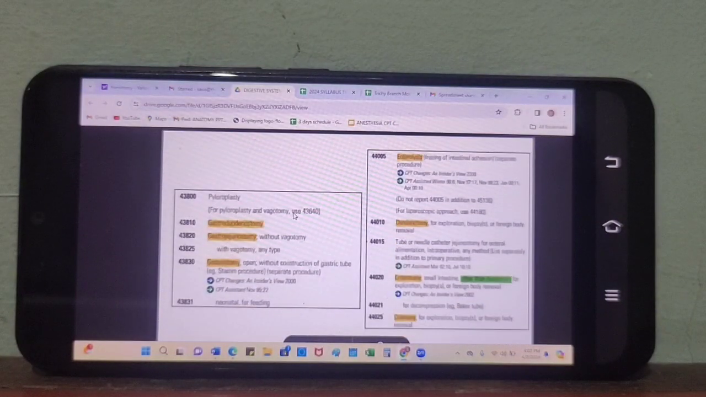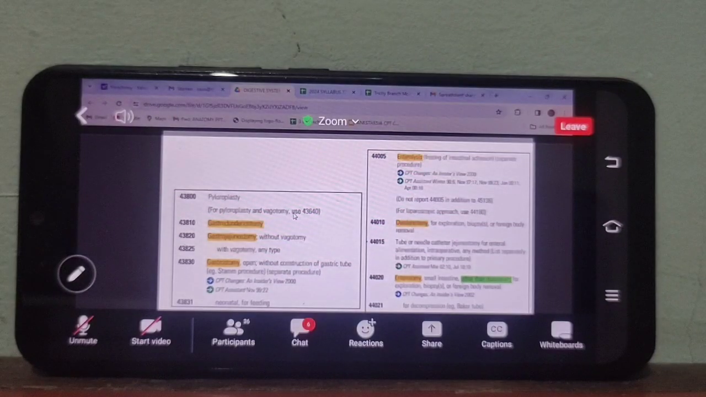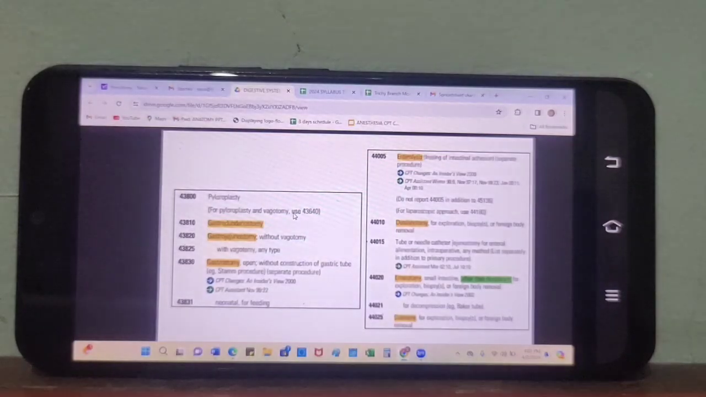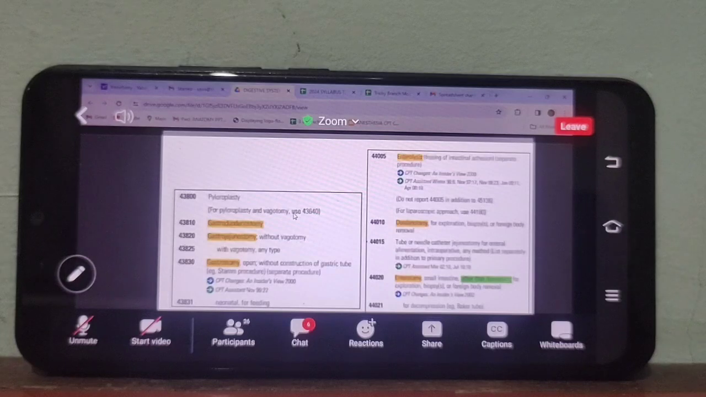So these are the direct coding. Pyloroplasty. Fundus, body, antrum or pylorus are the parts of the stomach. For pyloroplasty, the surgeon makes a suture at the pylorus, go for 43800. Gastroduodenostomy: the surgeon makes an artificial opening from the stomach to the duodenum.